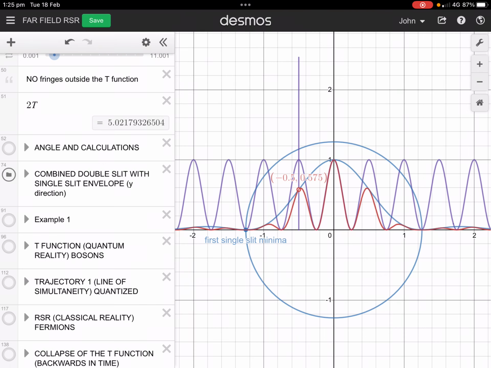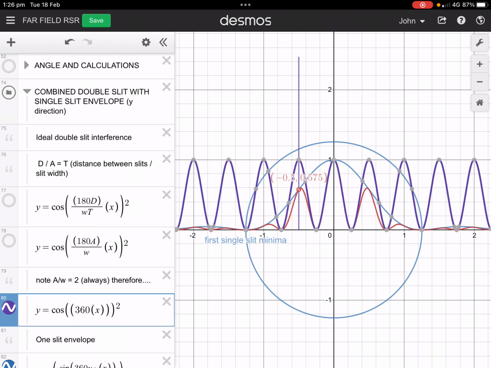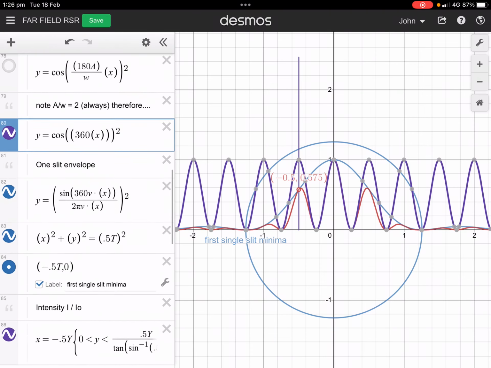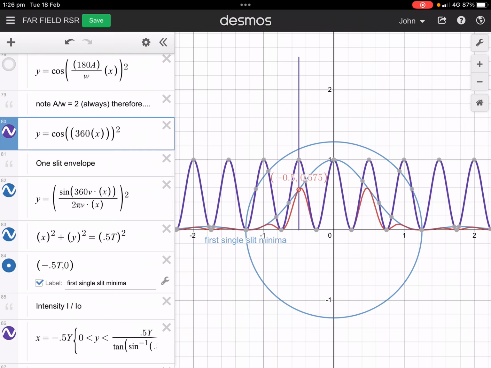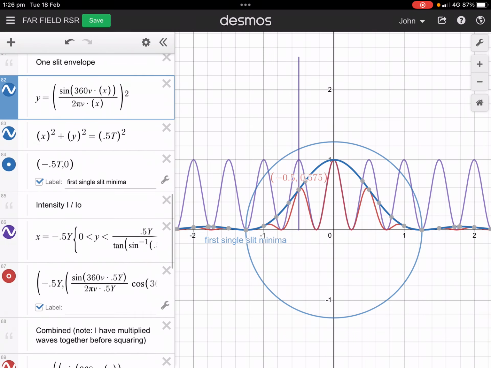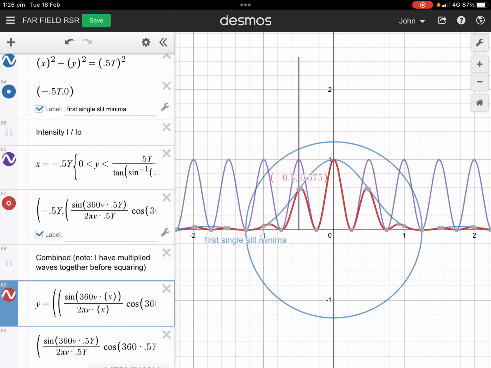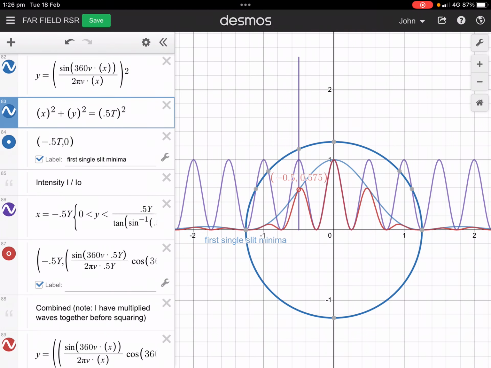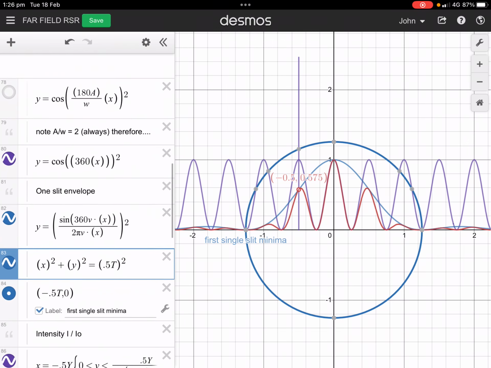First of all, this is how they calculate it. You have your ideal double slit interference, and then you have your single slit envelope, and then you combine them by multiplying them together and squaring it, and you end up with your interference pattern here, which you see on the screen. That circle is actually the t, so it's giving the first minima because it's 1t.